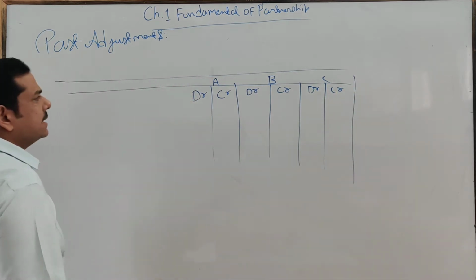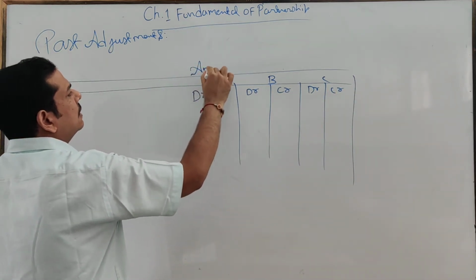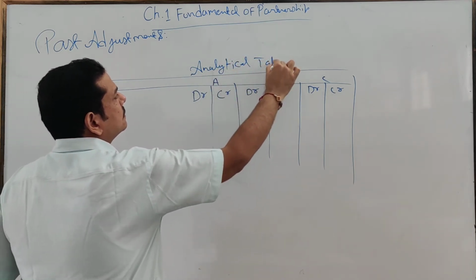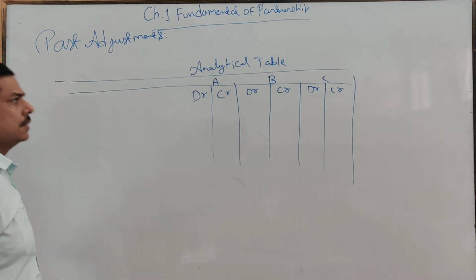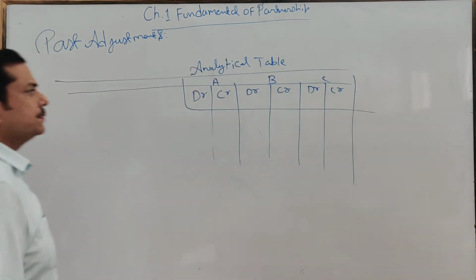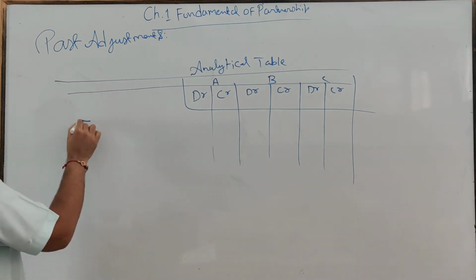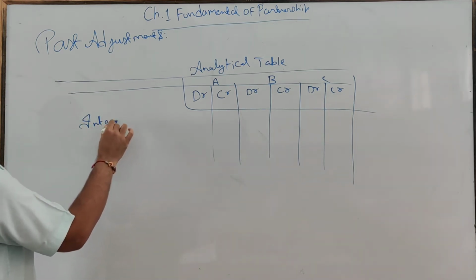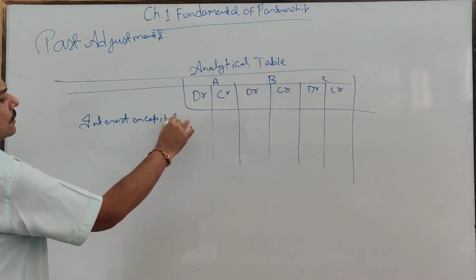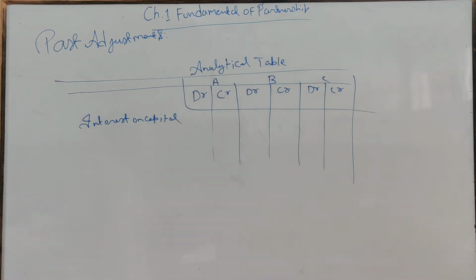In order to make the adjustment, this table is called an analytical table. Clear? Okay. Now for example, in this case, there is an error of omission of interest on capital. Now how are we going to do the adjustment with this table?